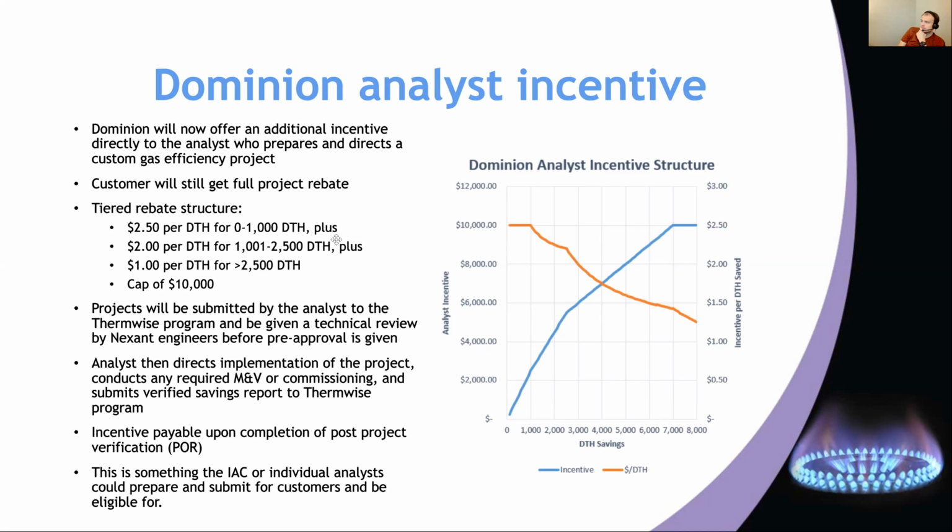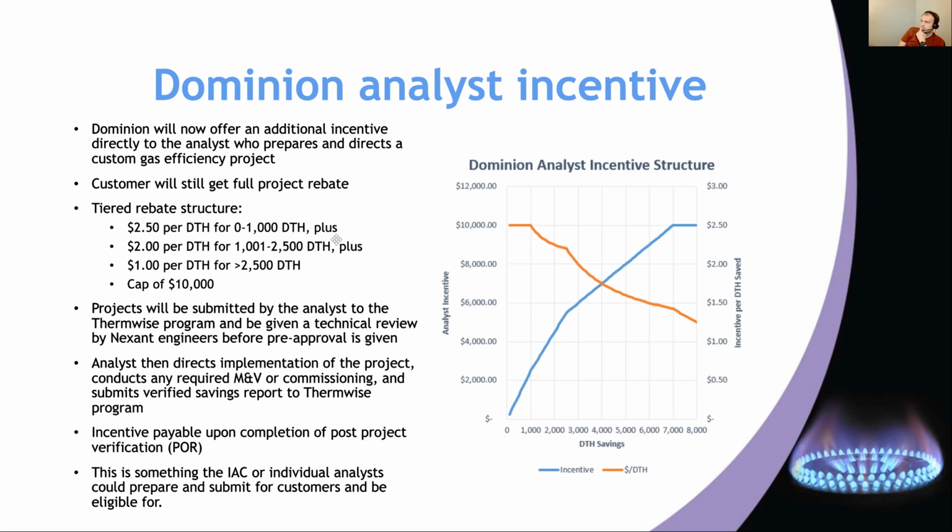You simply have to follow all the steps in the custom program, do the required measurement and verification, do the required commissioning, and then submit the reports to Thermwise and respond to any technical review procedure that Nexant wants you to go through. This is something that the IAC as a whole could prepare and benefit from.